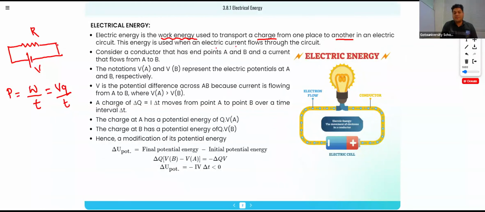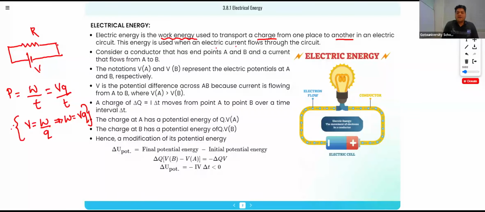Upon T, we have T. So therefore we can say, see how it comes? We have V is equal to W upon Q. That means your W will be equal to V into Q.